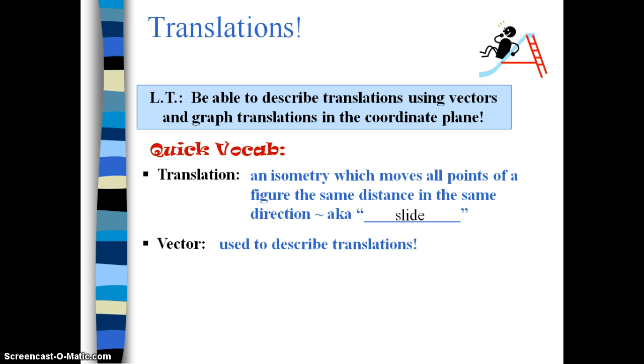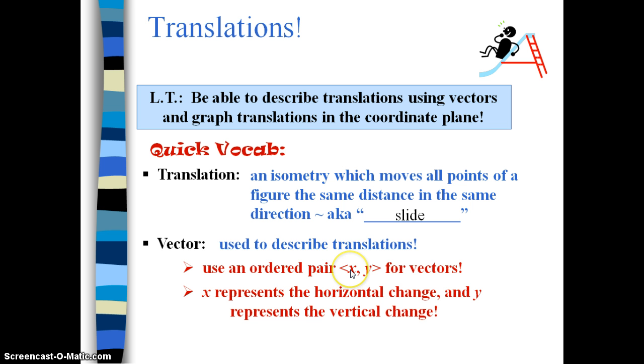A vector is used to describe a translation. You're going to use an ordered pair that looks like this. You do not use regular parentheses, you use pointed parentheses for vectors. Think of a V, and it's like a sideways V on each side for vector. X is going to represent how far you're changing horizontally. So if X is negative, you're moving to the left. If X is positive, you're moving to the right. And then Y represents the vertical change. So if Y is negative, you're moving down. If Y is positive, you are moving up.